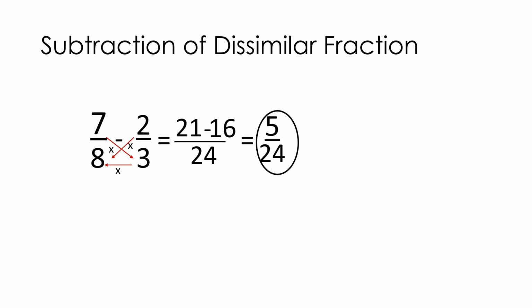Again, to do the subtraction of dissimilar fractions, just multiply the denominators, then to get the value of the numerators, cross-multiply the first numerator to the second denominator, copy the minus sign, then cross-multiply the second numerator to the first denominator. Copy the denominator, then subtract the numerators, reduce the answer to its lowest term if needed. Understand? Awesome. Let's proceed.